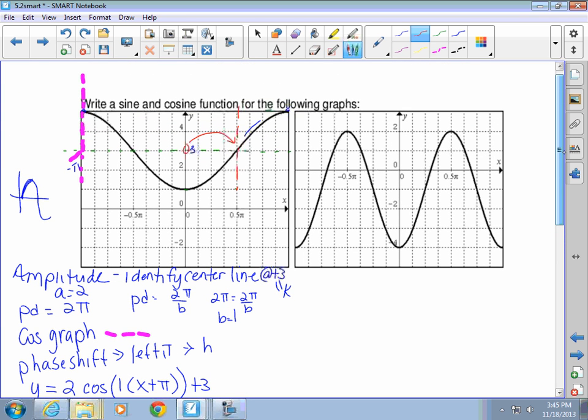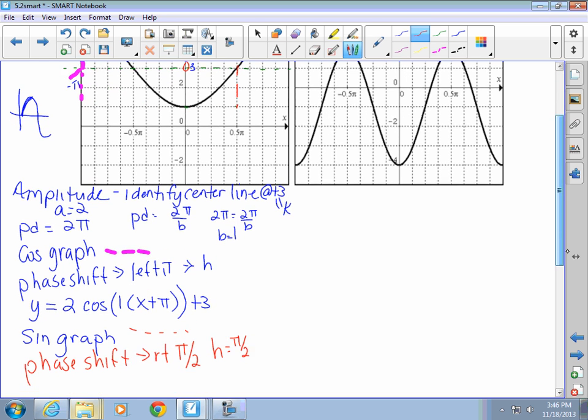Everything else then, my k value, instead of starting at 0, is starting at 3, so that's going to stay the same. My amplitude is also going to stay the same. I went from here up to, and then by the time I get back to repeating this, it's back over here, so it's still a period of 2 pi that it took to cover that.